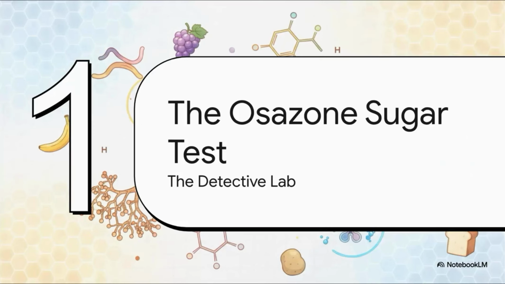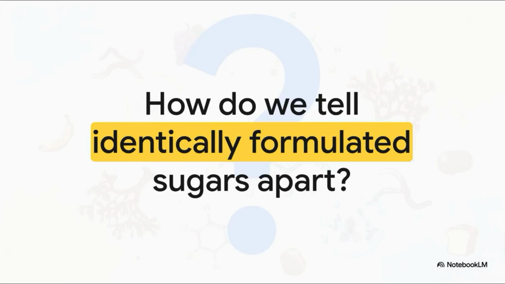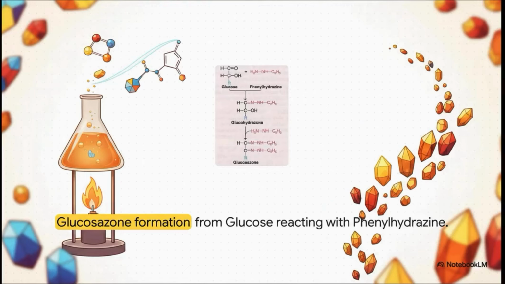Moving right along to Section 2, the Ozone sugar test, basically our detective lab. So you might be wondering, how do we actually tell these invisible, identically formulated sugars apart in a real lab? Well, our source material introduces this wonderful analogy of a Madame Moira playing with magical crystal balls that change color and shape based on the ingredients she uses. And honestly, in the chemistry lab, this magic is very real. We use predictable, observable reactions to unmask these invisible sugars. This specific kind of magic is called the Ozone test.